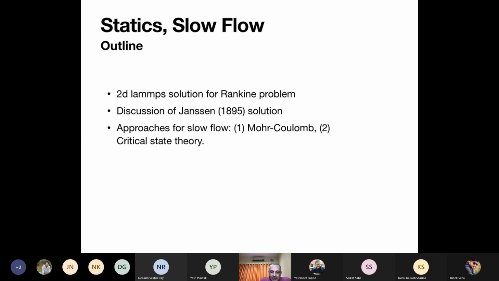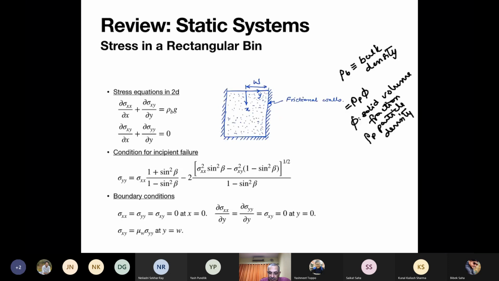And now what I want to do in today's class is give you another solution to the Rankine problem, and then talk about how to solve this problem for 2D, an approximate solution to these equations that we have put down. These equations are quite complicated. In general, you have to do it numerically, but how can you do it in some approximate way?